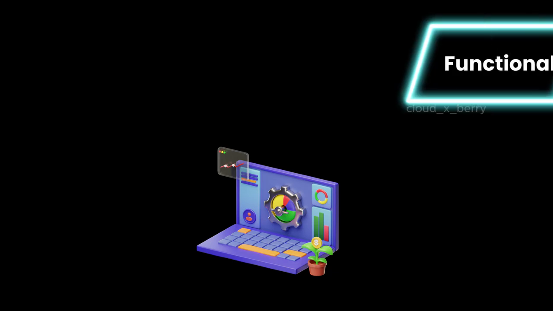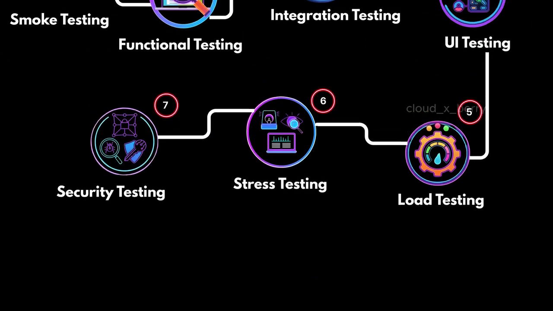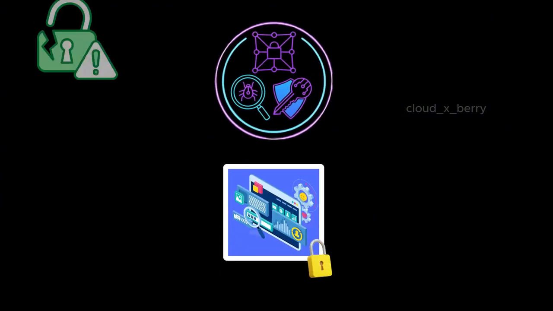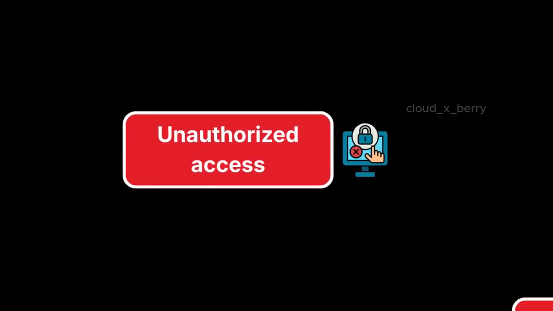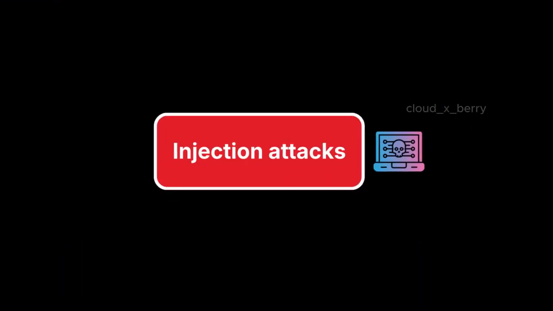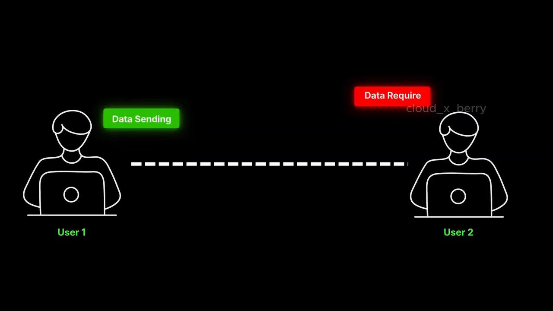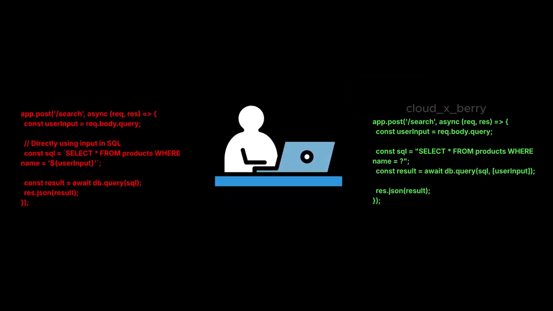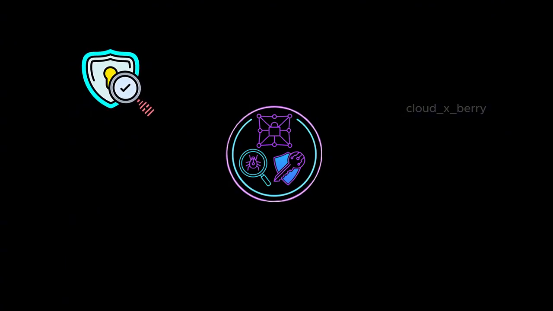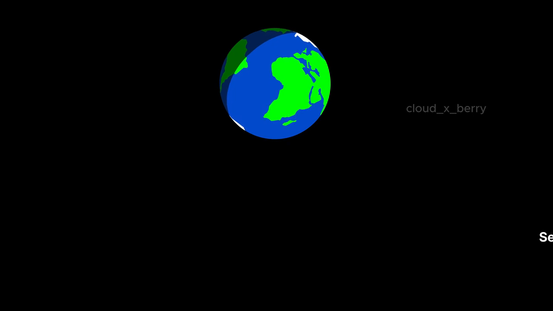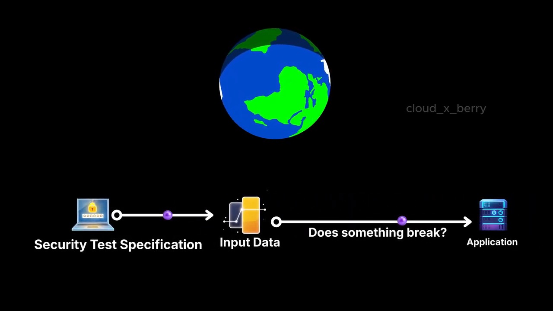Finally, even if your system is functional, scalable, and stable, there's one more critical dimension: security. Security testing ensures your application is protected against vulnerabilities and malicious attacks. This includes testing for issues like unauthorized access, weak authentication, data leaks, injection attacks, and API misuse. For example, can a user access another user's data by manipulating a request? Can someone bypass authentication? Can inputs be used to execute harmful queries? Security testing often includes penetration testing, vulnerability scanning, and compliance checks. In today's world, where data breaches can have serious consequences, security testing is not optional, it's essential.